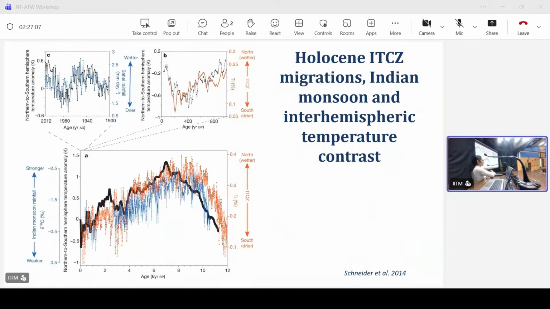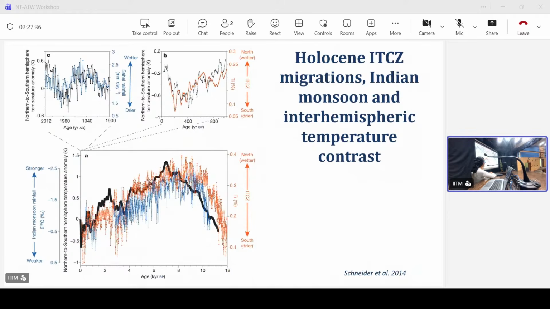Now, since radiation is the major driver, the interhemispheric temperature contrast also controls it. It is very highly linked to this migration of the ITCZ. And when we look into past records, going thousands of years backwards, this is the time of maximum temperature expansion, the Holocene, wherein the northern hemisphere was warmest and the southern hemisphere was coolest.